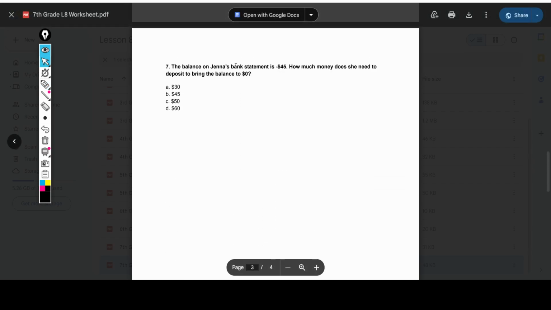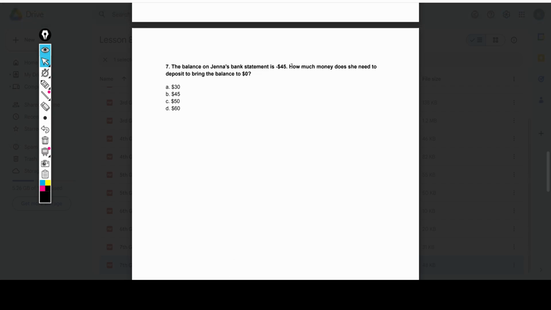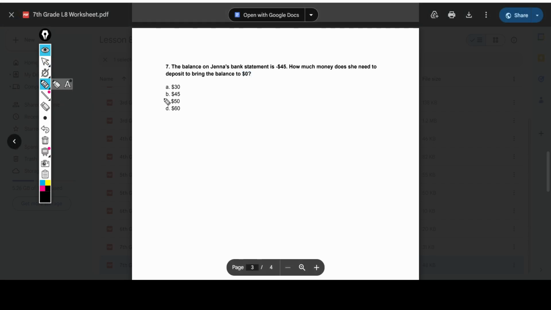And then we have the balance in Jenna's bank statement is negative $45. So she's $45 in debt. And how much money does she need to deposit to bring it back to 0? Well, if she's $45 in debt, that means she needs to add $45 to get back to just $0. So it's 45.